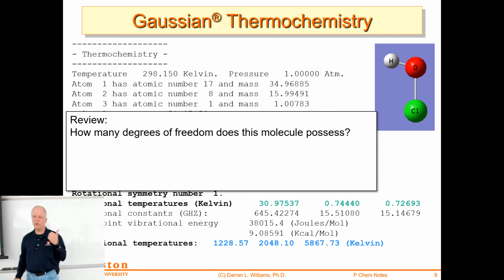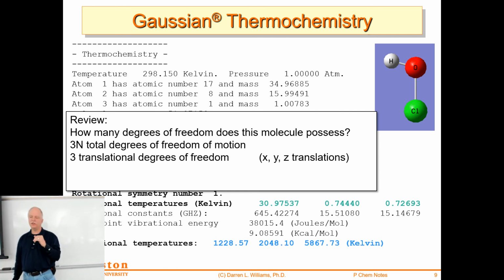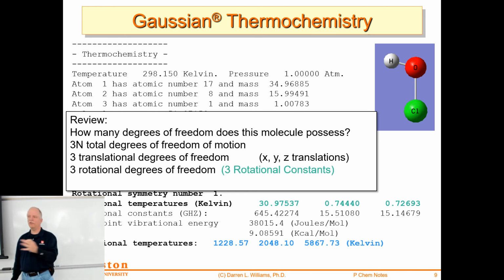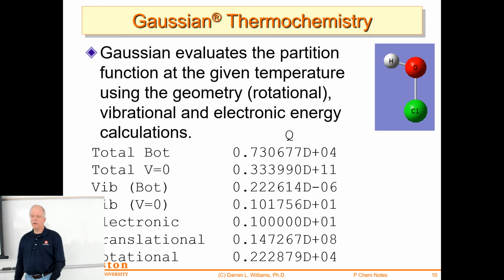So just to review, we have 3N total degrees of freedom, so 3 of those are translation, 3 of those are rotation, so we have 3 rotational constants. And then we have 3N minus 6 vibrational degrees of freedom. This molecule had 3 atoms. So we have 9 total possibilities: 3 translations, 3 rotations, and 3 vibrations. So this is everything in the molecule right here. And so then we have the partition functions. Gaussian actually calculates the partition functions for us.